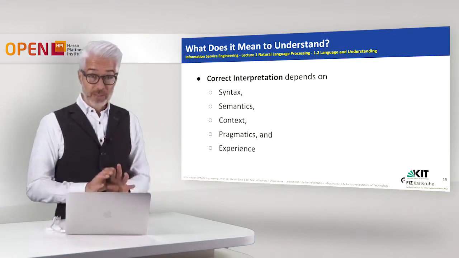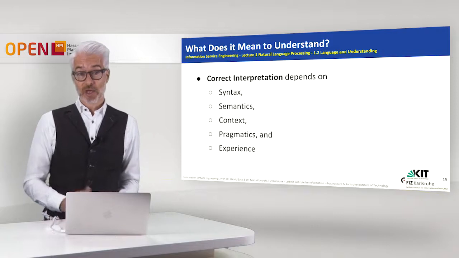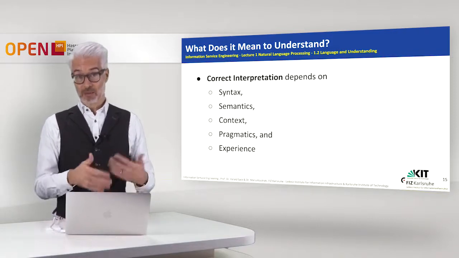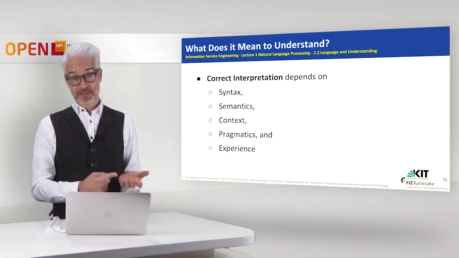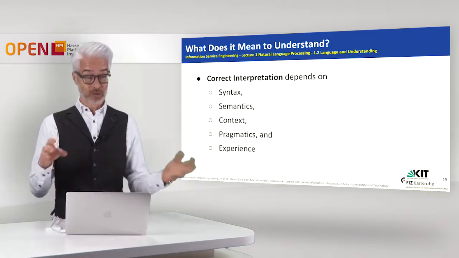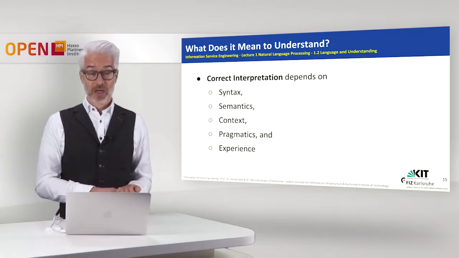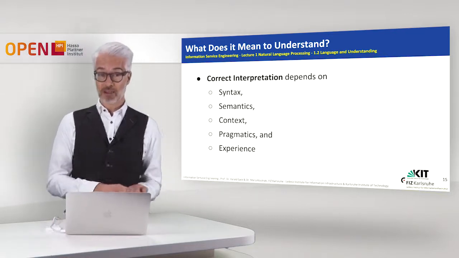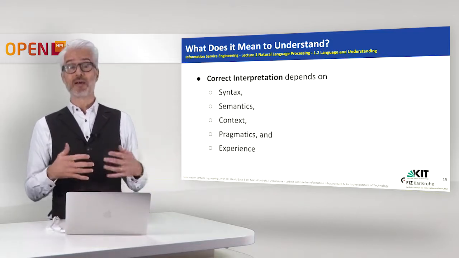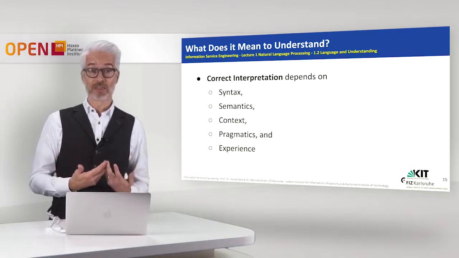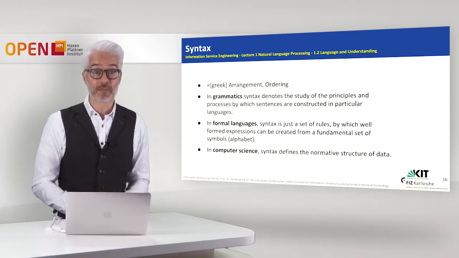Now, for the correct interpretation of the meaning, we need some other factors involved. We have to think of syntax, which defines how to form and represent a message. We have to think about semantics, the meaning. We have to think about the context, the circumstances of the symbols gathered in my message. We have to think about pragmatics, which is the intended meaning of the sender. And of course, the correct interpretation also depends on the personal experience of the receiver. Let's have a closer look at exactly these expressions, starting with syntax.